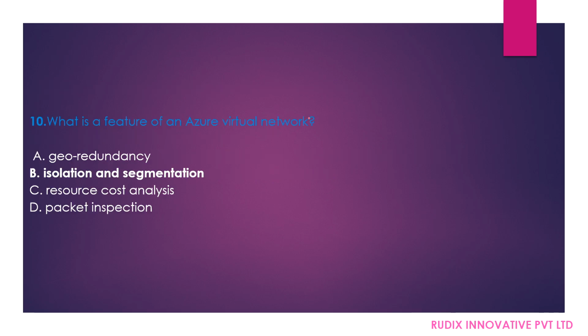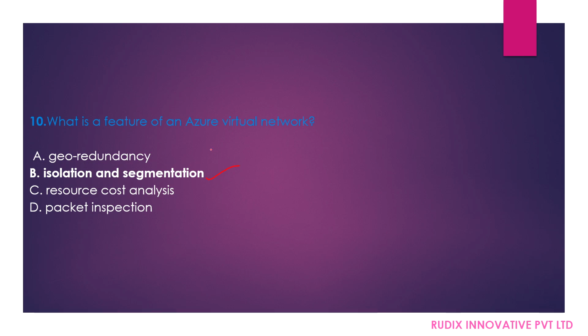What is the next? What is a feature of an Azure virtual network? Option A, geo-redundancy. B, isolation and segmentation. C, resource cost analysis. D, packet inspection. An Azure virtual network provides isolation and segmentation for resources deployed within it. Option B is the correct answer. Why? It allows you to logically isolate and segment Azure resources such as virtual machines into different subnets within the same virtual network. This segmentation helps improve security by controlling traffic flow and access between different components of your network infrastructure.